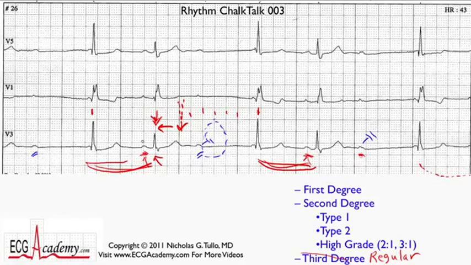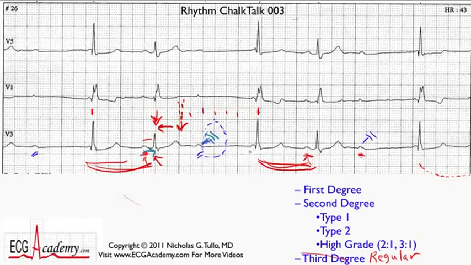And interestingly, the PR interval here is about 0.2, which is around the same as the PR intervals that we saw in Chalk Talk number 2. Remember, it is the same patient after all. So I think it's safe to say, let me change my color, that this PR interval conducts, and then this P wave blocks. And then the question is, well, what happens here?